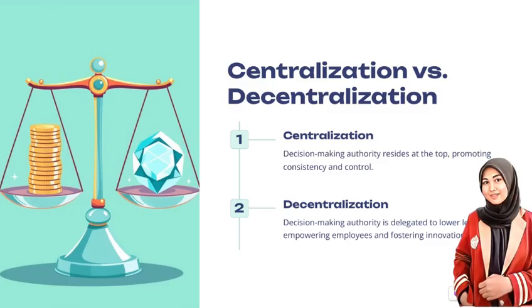2. Decentralization. In contrast, decentralization delegates decision-making authority to lower levels of the organization. This empowers employees, enhances flexibility, and fosters innovation, as teams at various levels are given the autonomy to respond to challenges and opportunities more quickly. Both approaches have their merits, and organizations often strike a balance based on their size, goals, and operational needs.